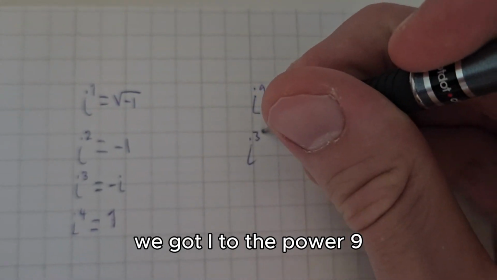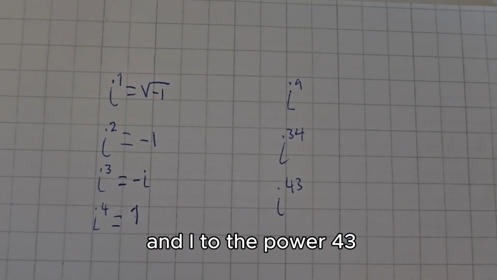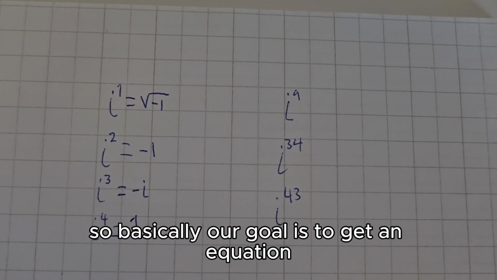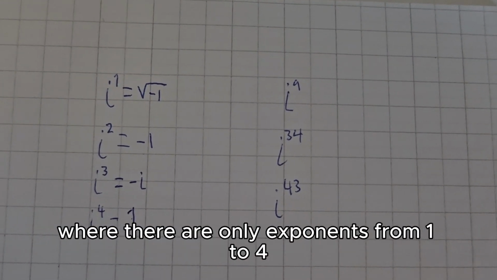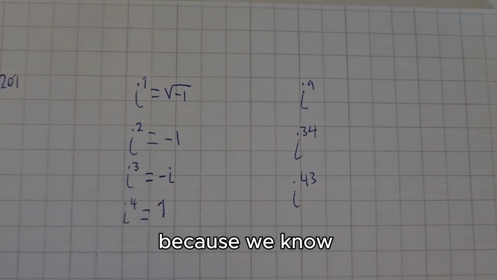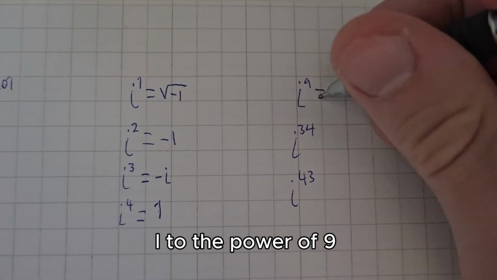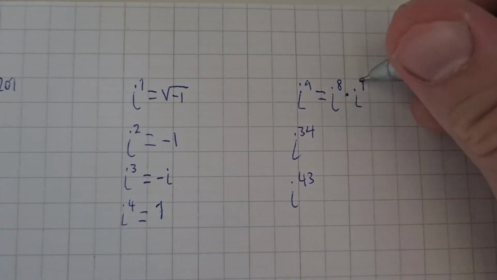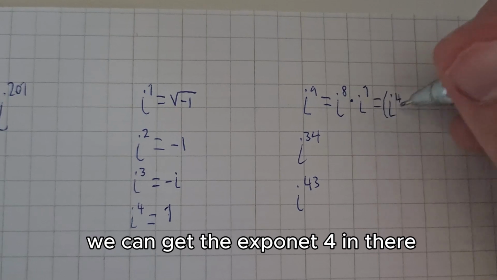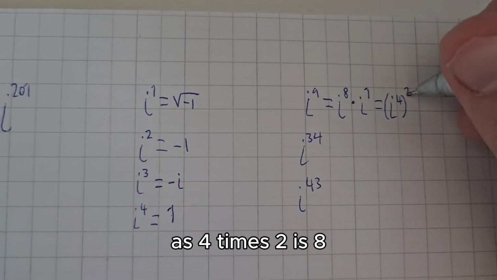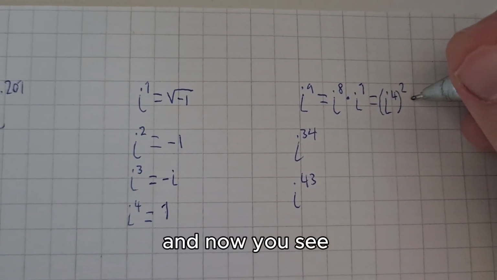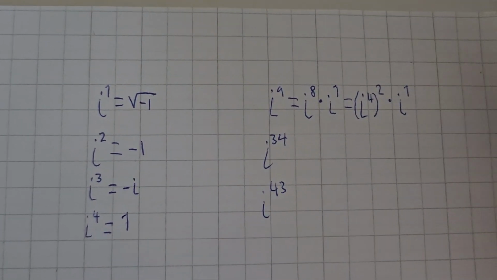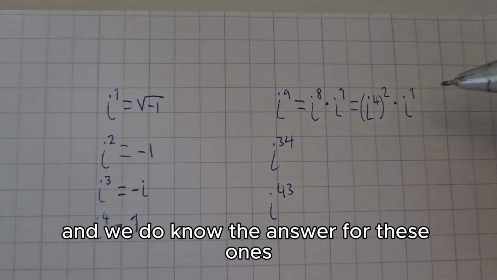We got i to the power of 9, i to the power of 34 and i to the power of 43. So basically our goal is to get an equation where there are only exponents from 1 to 4, because we know what those equal to. i to the power of 9 is the same as i to the power of 8 times i to the power of 1. And now we can get the exponent 4 in there, as 4 times 2 is 8. And now you see we got i to the power of 4 and i to the power of 1 in there. And we do know the answer for these ones.